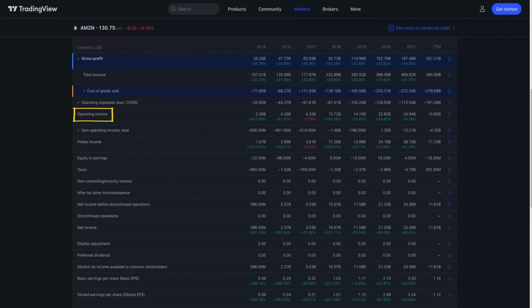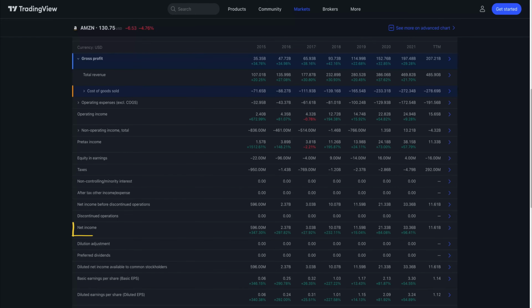We want to always see a positive and a growing number over the years here as well, as this means the company is making profit. A negative number here means that the company is operating at a loss. In our example, Amazon is producing a solid $24.94 billion for 2021, which means the company is generating profits and they are up from previous years as well.